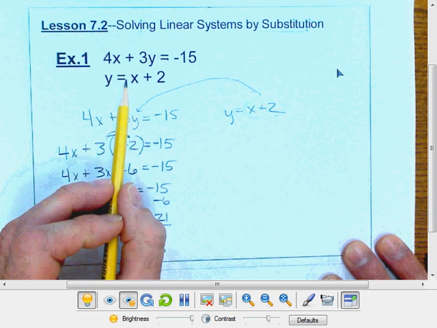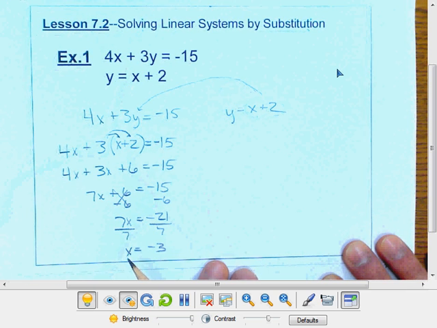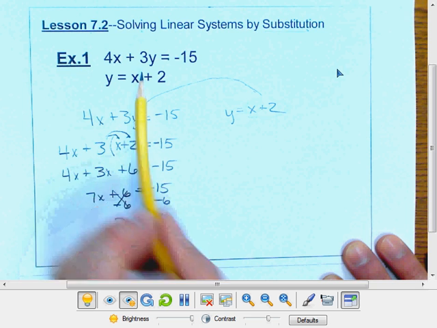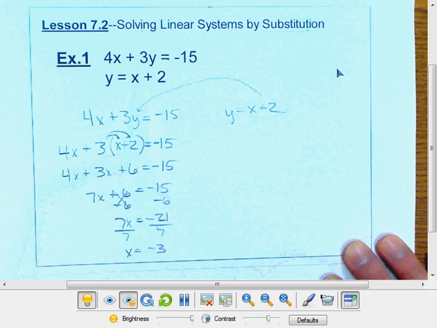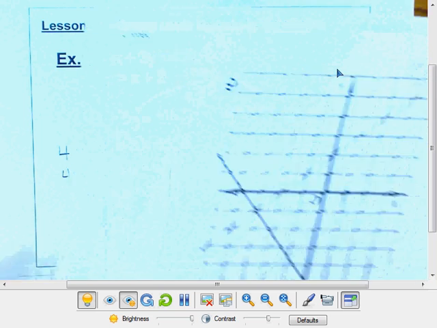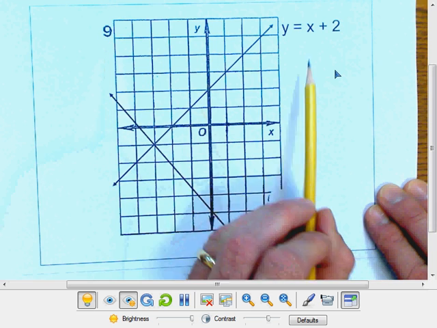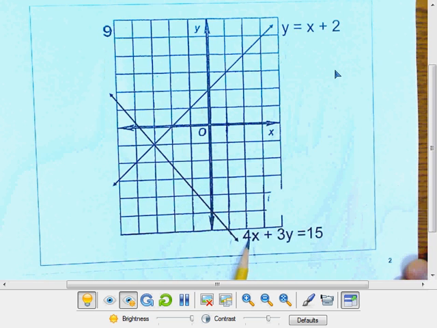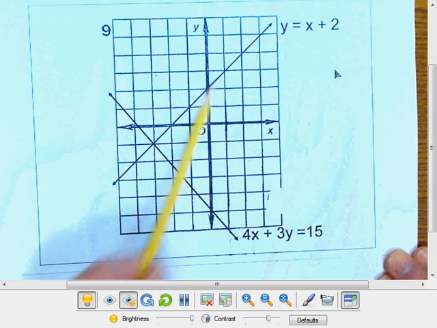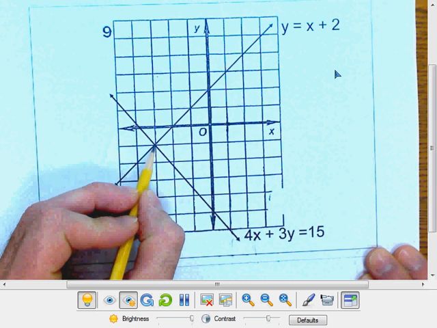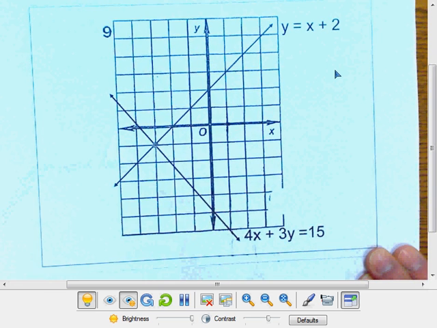These two equations that I chose to work with here for example 1 actually are the two equations that you used in your work for today that we were doing in class, or that you might be finishing up at home tonight. And that's number 9. You had to graph y equals x plus 2, and you had to graph 4x plus 3y equals negative 15, and where these two lines crossed was how we were finding the solutions to systems of equations.